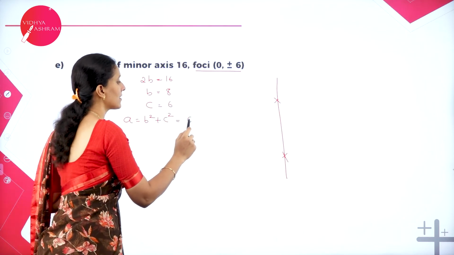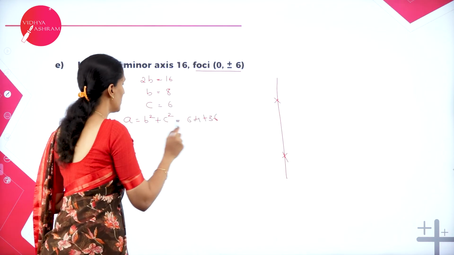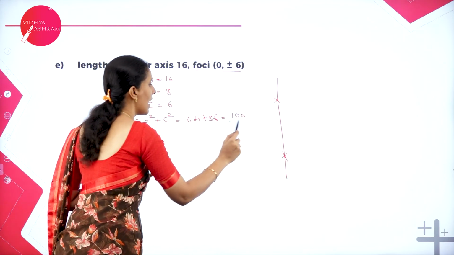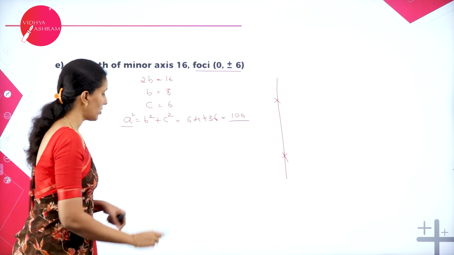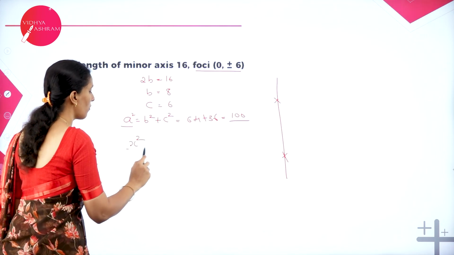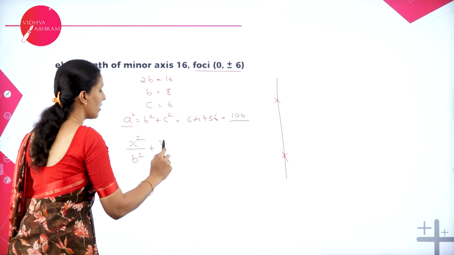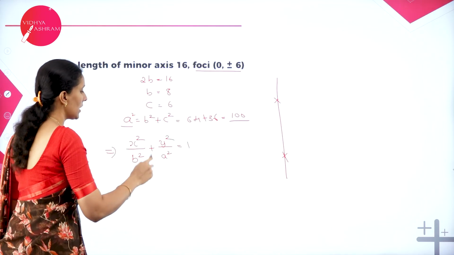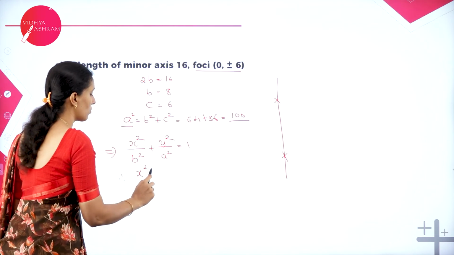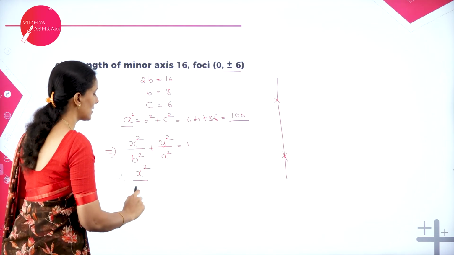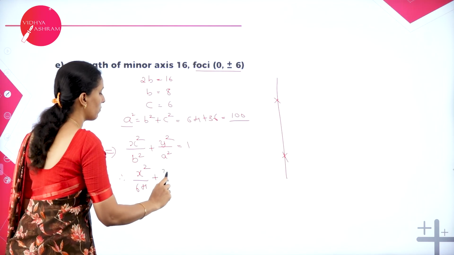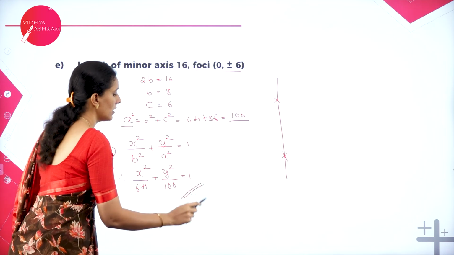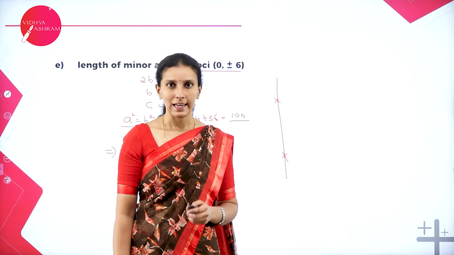Which is 64 plus 36. So here it is a square, which is 100. So the value of a square is 100. Now what type of equation? We have the standard equation of the form x square by b square plus y square by a square is equal to 1. So by observing these values, we can write x square by b square, which is 64, plus y square by a square, which is 100, is equal to 1. So this is the required equation of an ellipse.